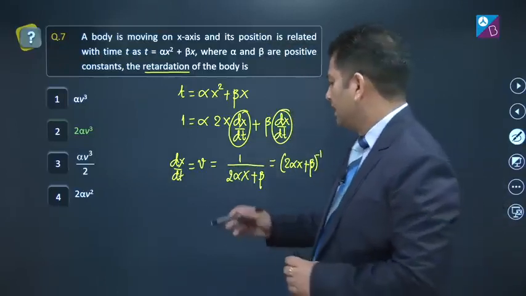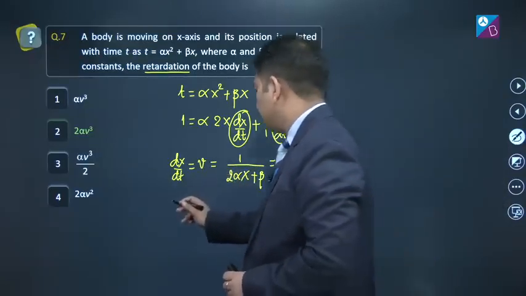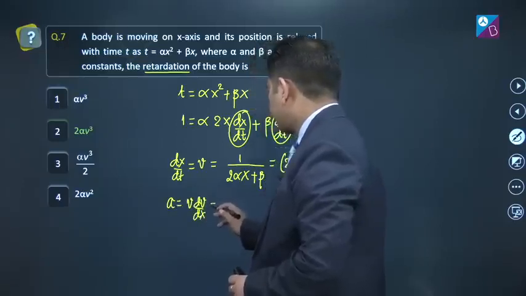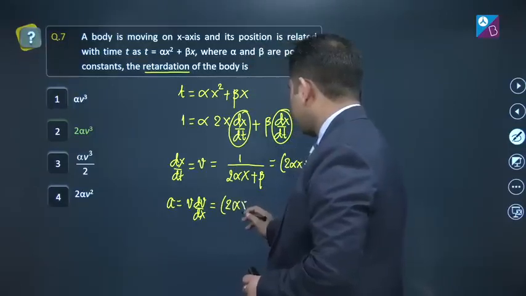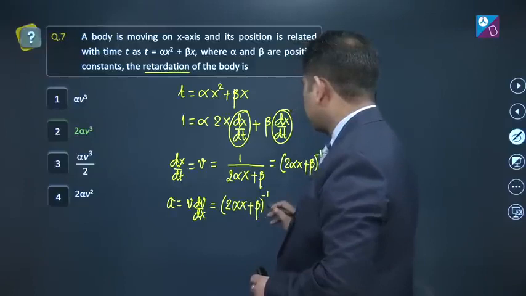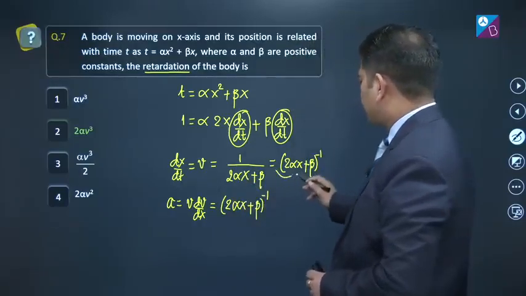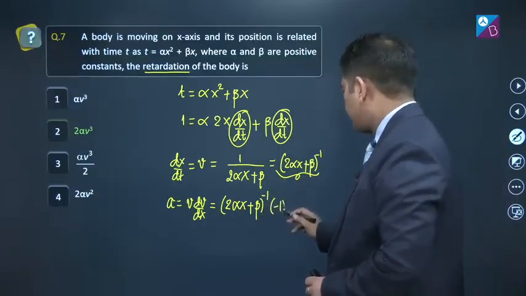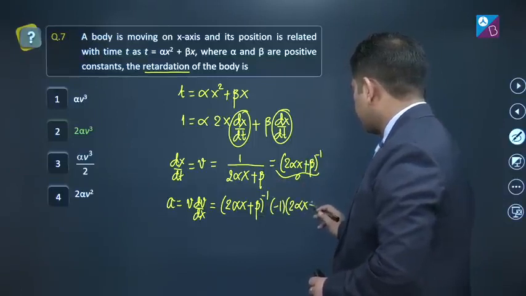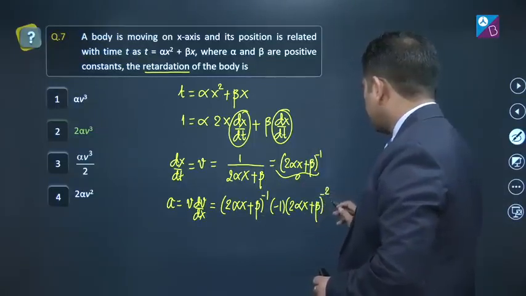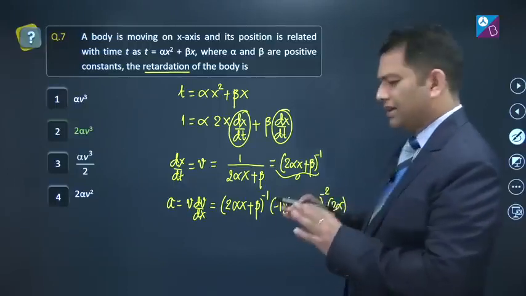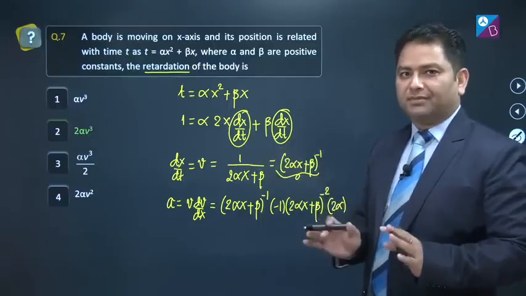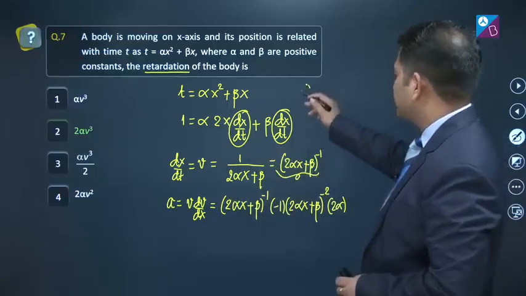One more step. So when velocity is a function of position, you know that acceleration is v dv by dx. So v will be as it is 2 alpha x plus beta raised to the power minus 1, and I have to differentiate this expression with respect to x. So to do that, that will be minus 1 into 2 alpha x plus beta raised to the power minus 2 and 2 alpha. I am assuming that at least इस level तक पहुँचते पहुँचते derivative is not so big a problem. तो यहाँ से let's see कि acceleration की value कितनी आती है.